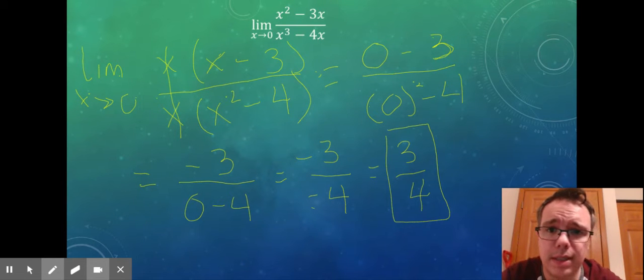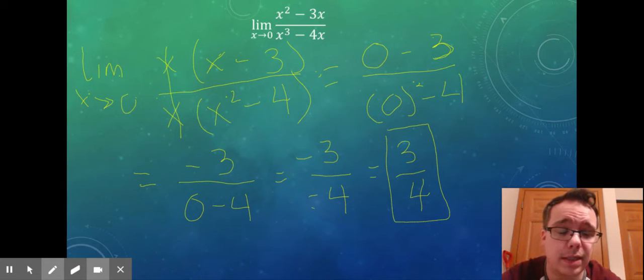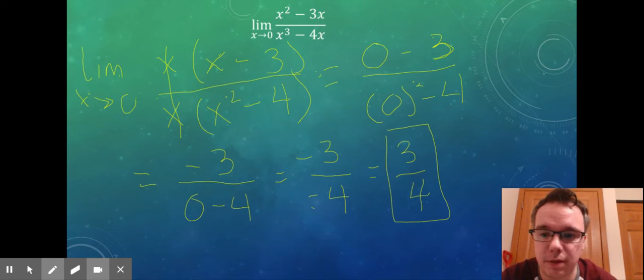So hopefully you can see where factoring comes in handy, because we can easily take care of that problem of getting a 0 on the bottom if we can cancel some stuff out.